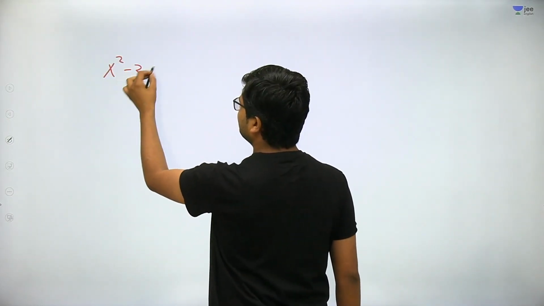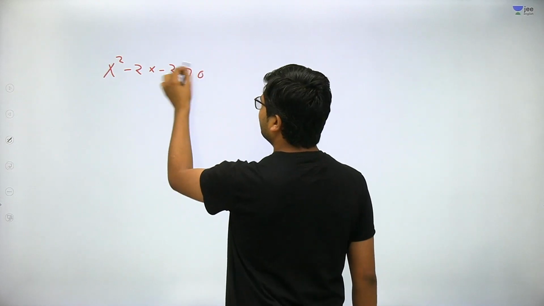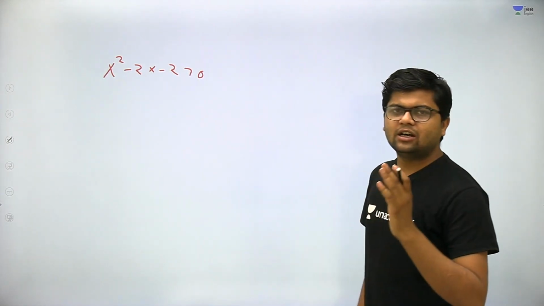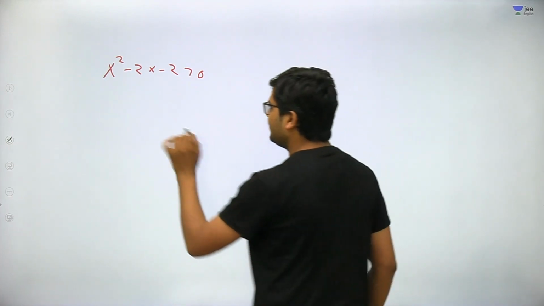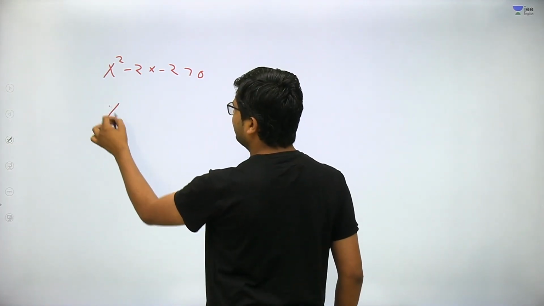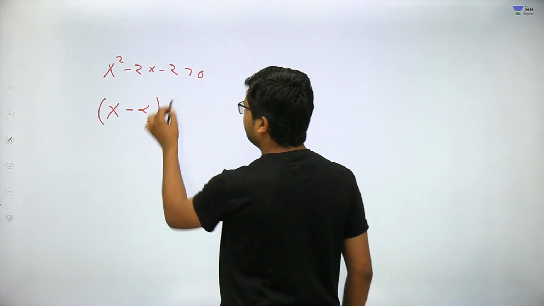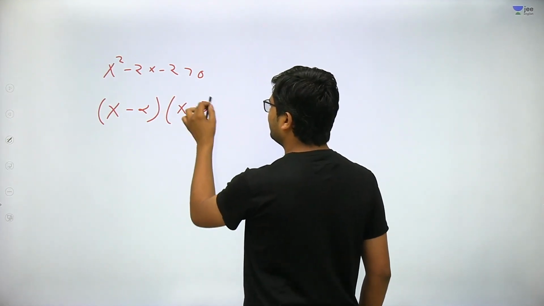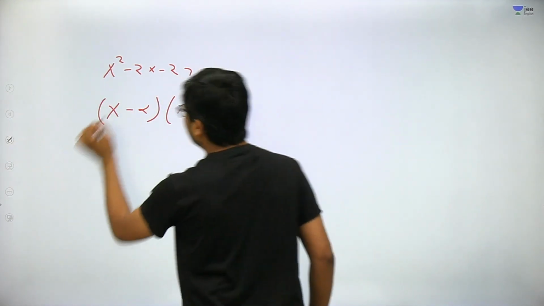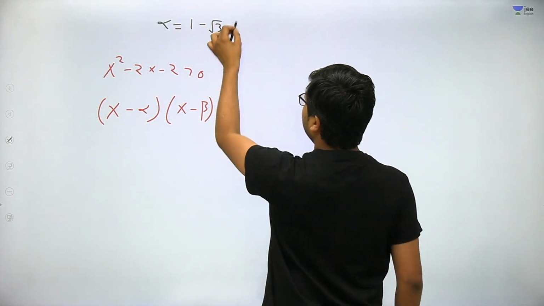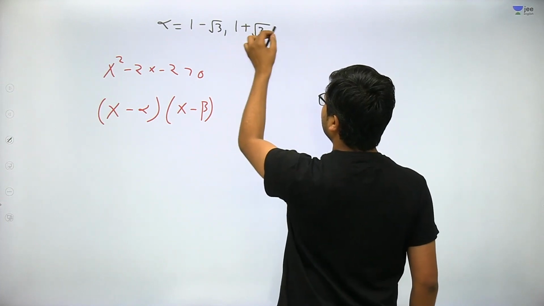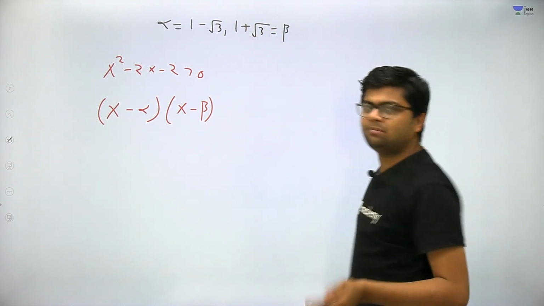x square minus 2x minus 2 greater than 0. Now this equation has one root 1 minus root 3 and a second root 1 plus root 3. I am giving those roots the names alpha and beta. Alpha is the smaller root and beta is the greater root. I will write down the value of alpha and beta for you. Alpha is the smaller root, which is 1 minus root 3, and beta is the greater root, which is 1 plus root 3.